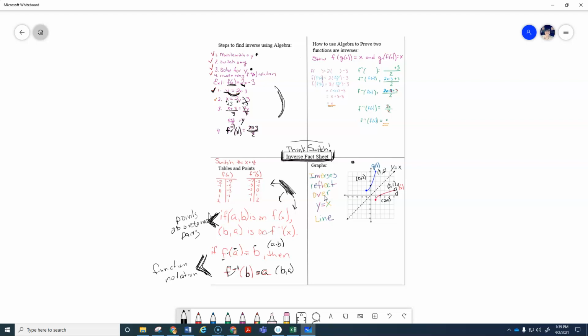And remember that reflection: it reflects over the y equals x line. This dotted black line right here is the y equals x line. Here's a function. I named it g of x. The blue function is g of x.